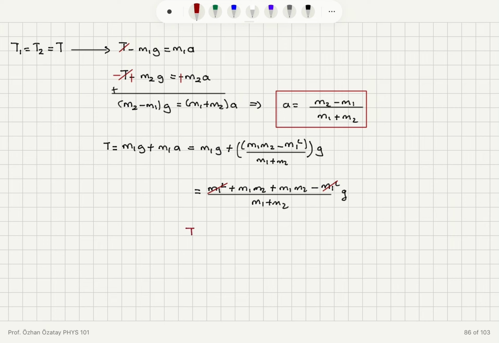So we find that we can write the tension as 2 M1 M2 divided by M1 plus M2 times G. That's the tension on the string.